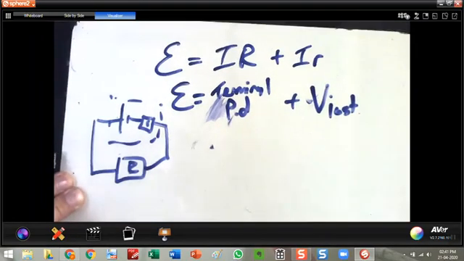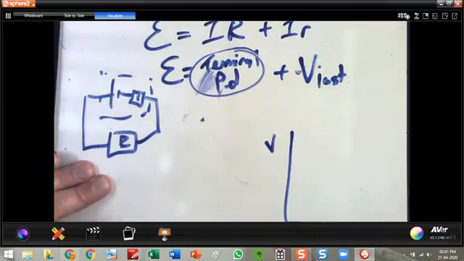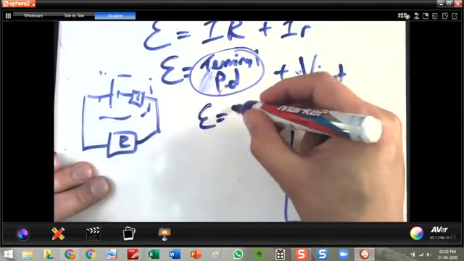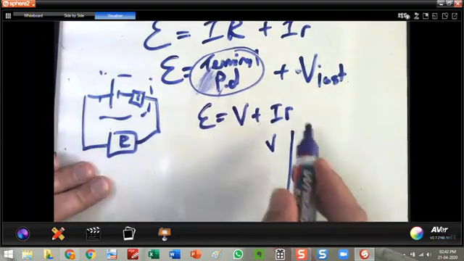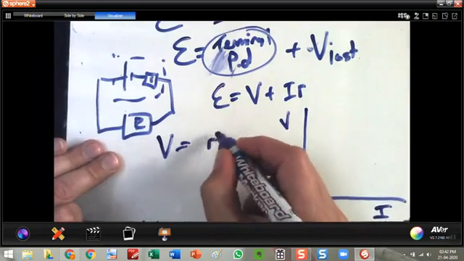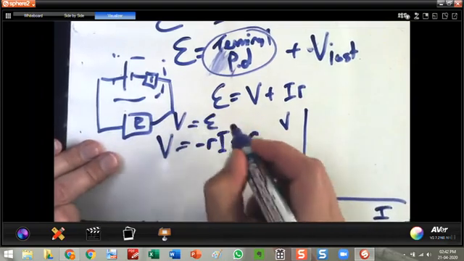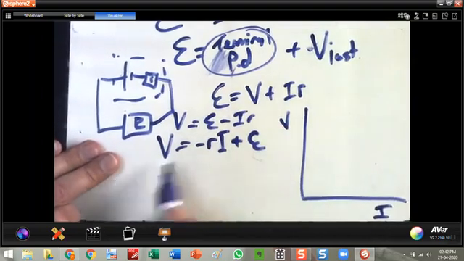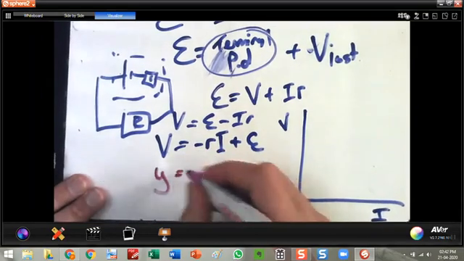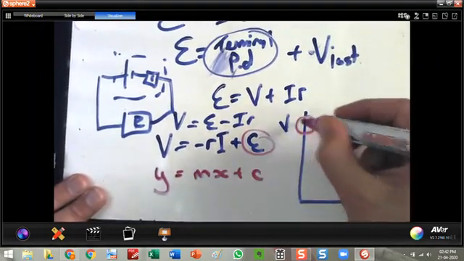They discussed a graph where we have the voltage, which is the terminal potential difference, over the current. If we rearrange that formula, we say E is V plus Ir. Rearranging, V is negative Ir plus E, or E minus Ir. This just helps us to see the straight line graph, y equals mx plus c. The EMF is our y-intercept.